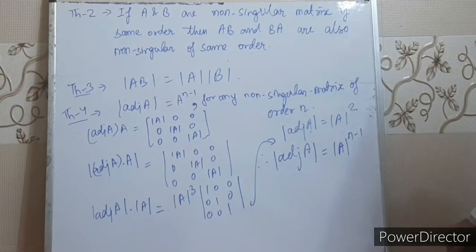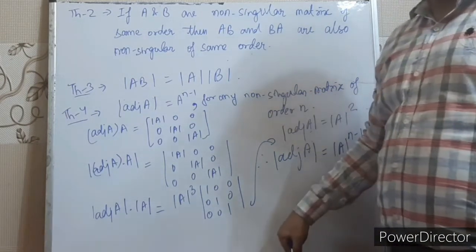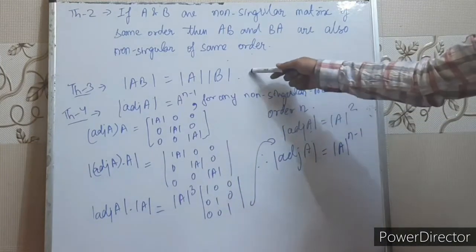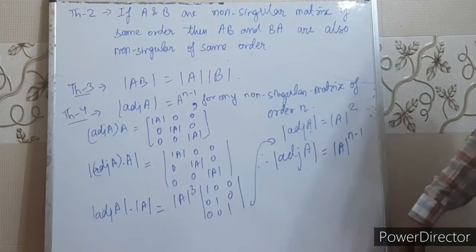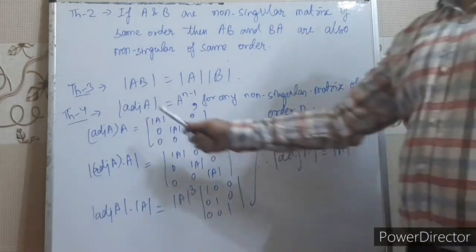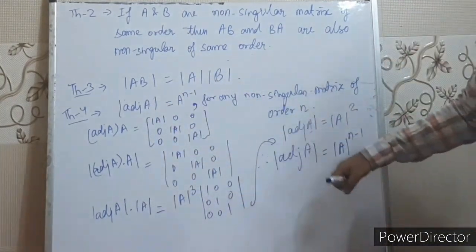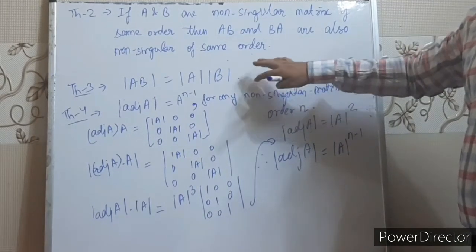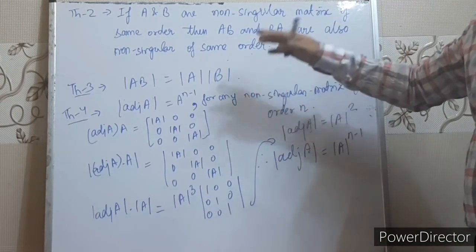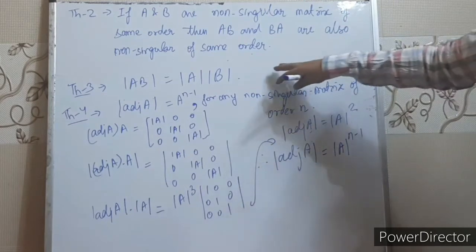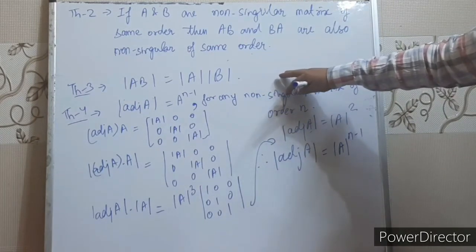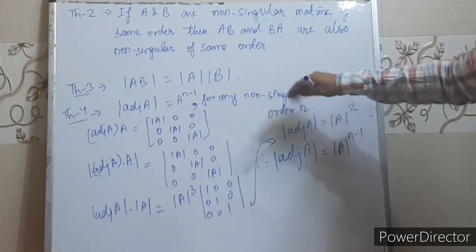That means the values of the determinants of A and B are not equal to 0. Right, children? This property we have already studied. Again, we are going to repeat it because we are going to use it in the next theorem: determinant of AB equals determinant of A into determinant of B. If you don't remember this property, watch the determinant video and see the theory of the properties. There you'll get the derivation of how we got this.